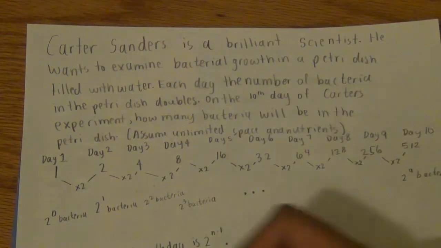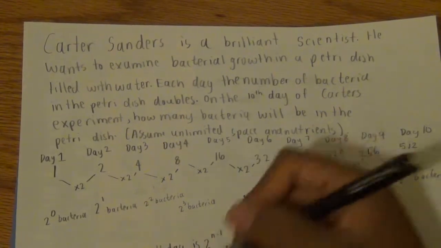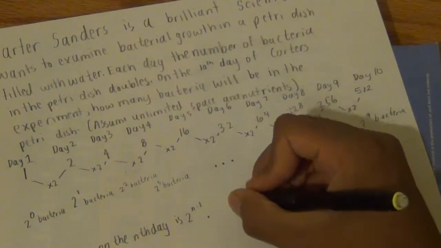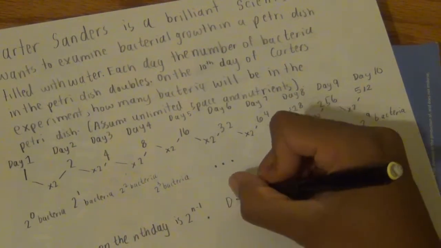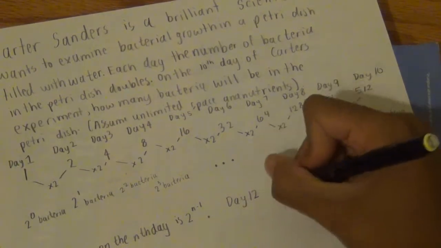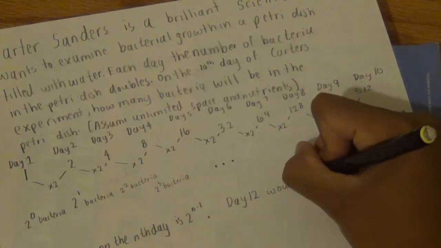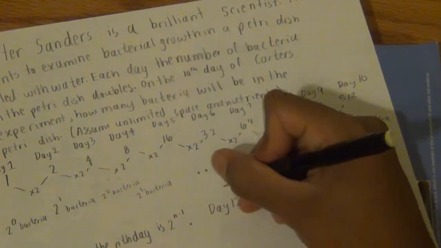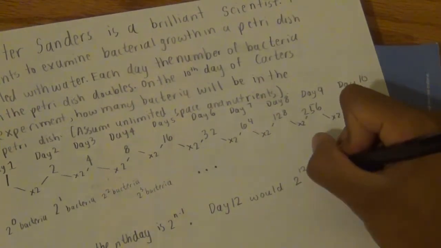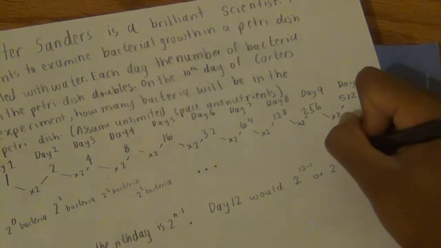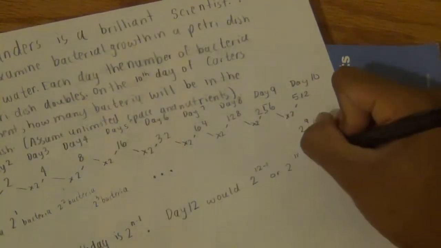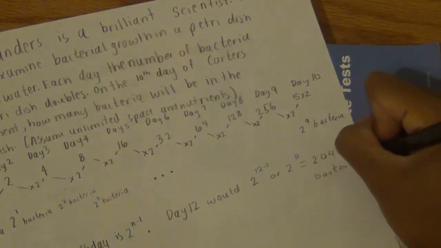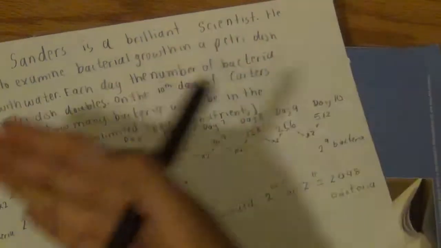So we would simply plug the 13th day or the 12th day into our formula. Now let's find the number of bacteria in the petri dish on the 12th day. So day 12 would have 2 to the n, which is our 12 minus 1, or 2 to the 11th bacteria, which is 2048 bacteria. This is a classic representation of a geometric series in the real world.